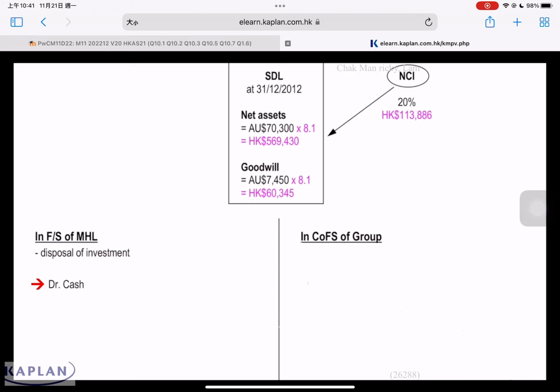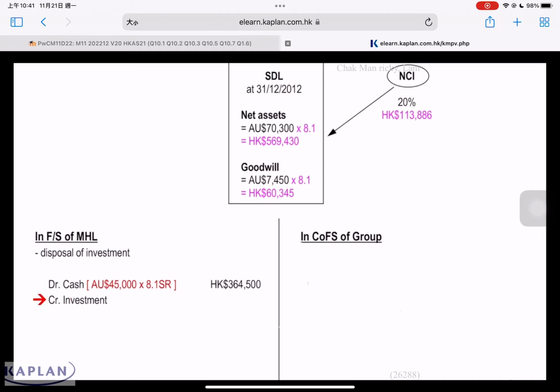Debit cash, they sold the 50% for 45 million Aussie dollar multiplied by the spot rate. Assuming the spot rate at 1st Jan 2013 is the same as 31st December 2012, this is equal to 8.1 spot rate. 45 multiplied by 8.1 is equal to Hong Kong dollar 364,500.